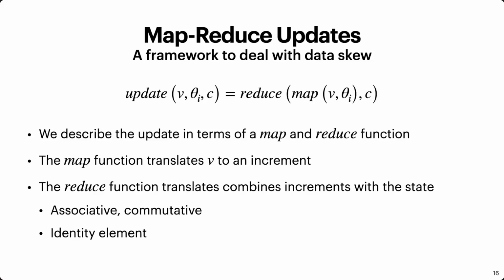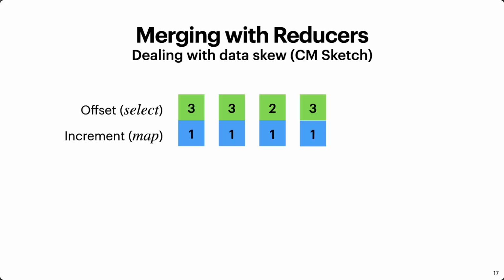Now, in practice, this is not really a restriction because the presence of such a map and reduce function follows from sketches being mergeable. The reduce function is the key to our merging techniques. We can not only merge increments with previous data entries, but we can also merge increments with increments. You see an example for the count min sketch here.